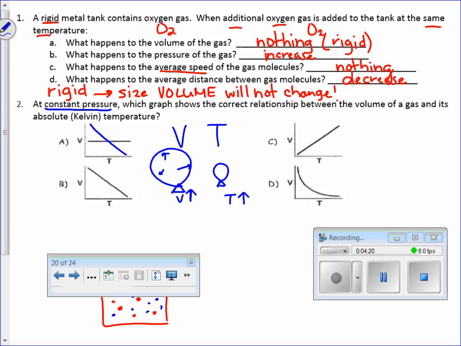This shows no change. This is an inverse relationship. And this is an indirect relationship. So C is the answer. As the temperature goes up, so does the volume of the gas.